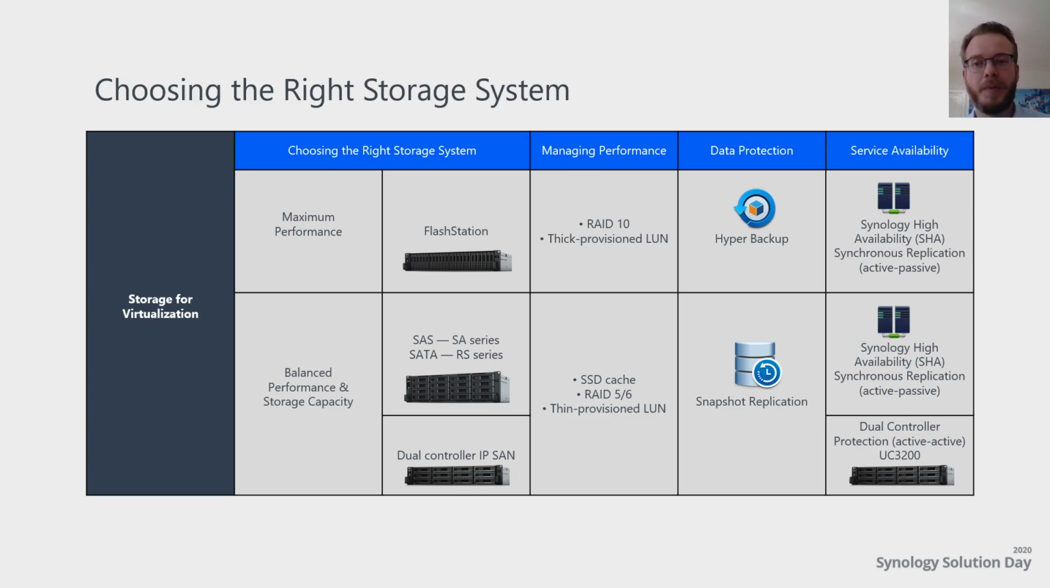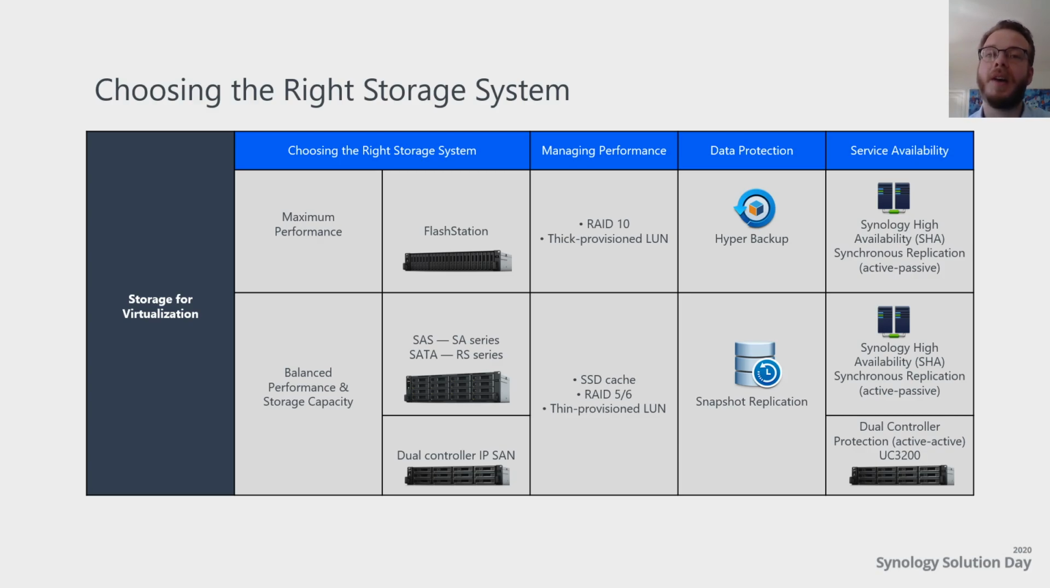If they need balanced performance and maximum storage capacity, you can think of an SA series or an RS series. And if you need balanced performance, maximum storage capacity, and ultimate safety of your hardware, you will end up with the UC3200. But important for you, if you have certain projects running at the moment where these kind of units could be a perfect fit and you don't know which one to choose or how to advise your customers on the right unit, don't hesitate to contact us directly through the email address or in the chat later, and we will be happy to help you to select the right units.